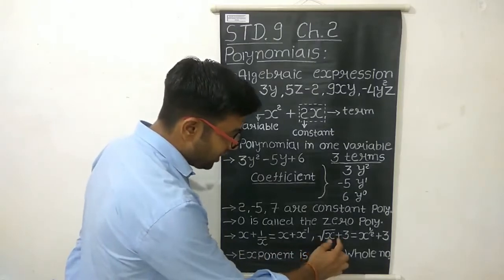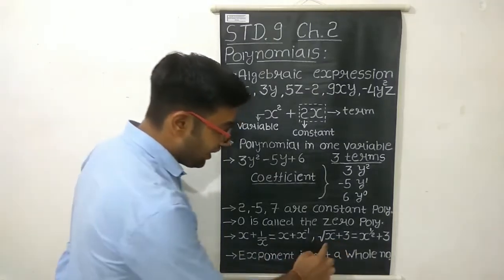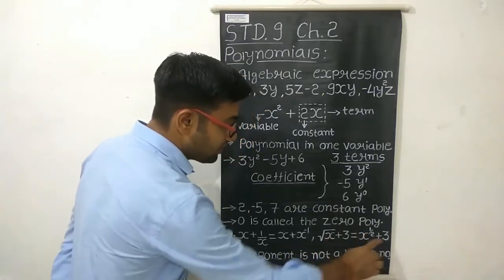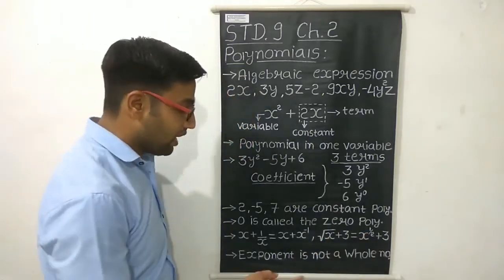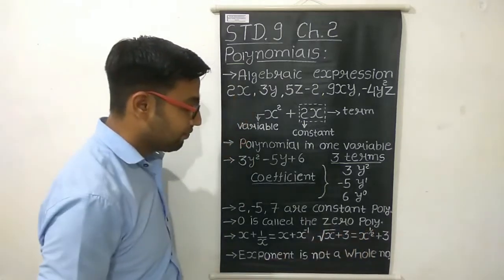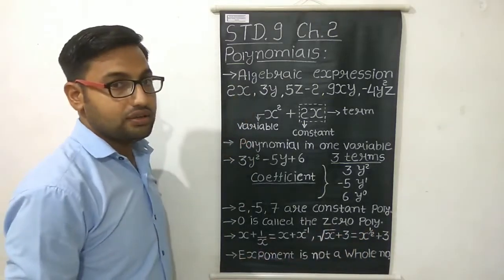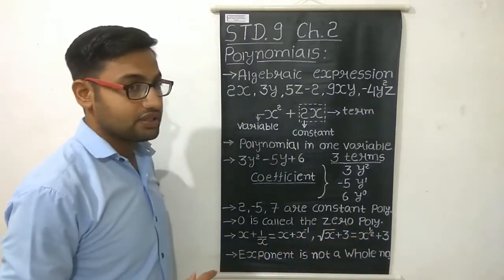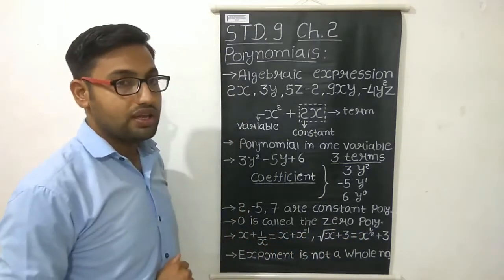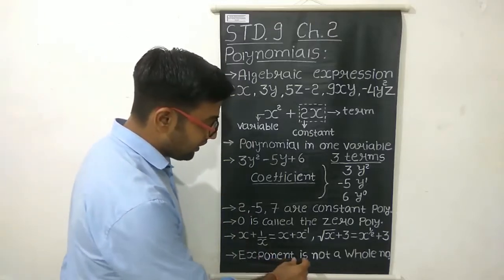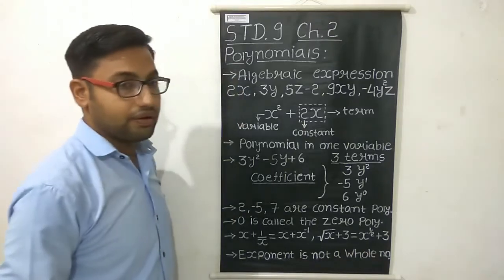Second example is root x plus 3. We can write under root x as x raised to power 1 by 2 plus 3 as it is. You can notice that the power of this x variable is 1 upon 2 here. It is also not a polynomial. Yes, they both are algebraic expressions, but they both are not polynomials. Why? Because the exponent is not a whole number.